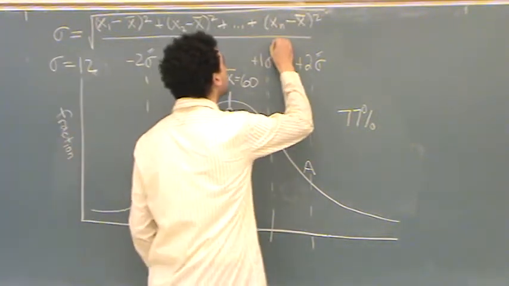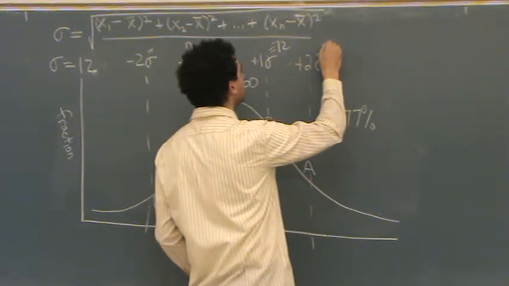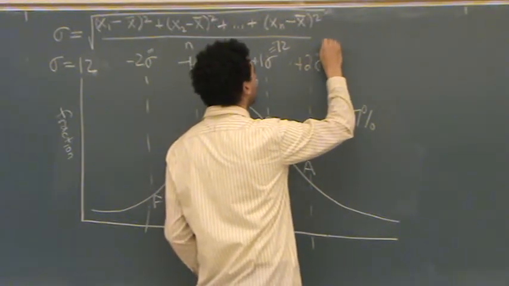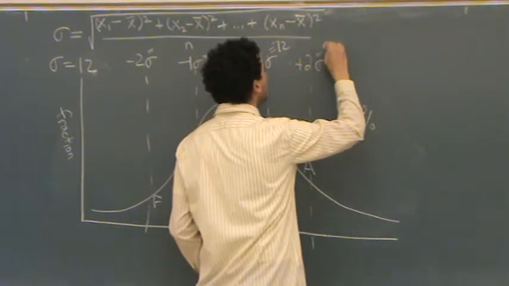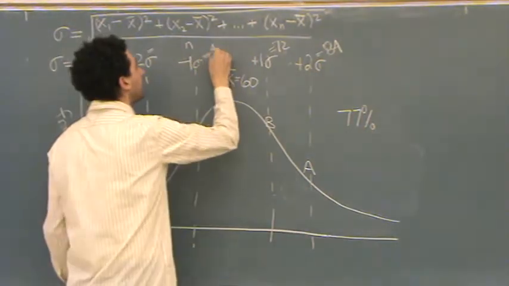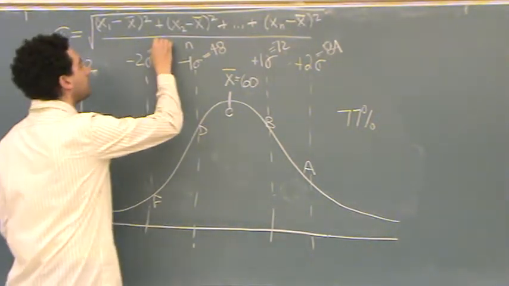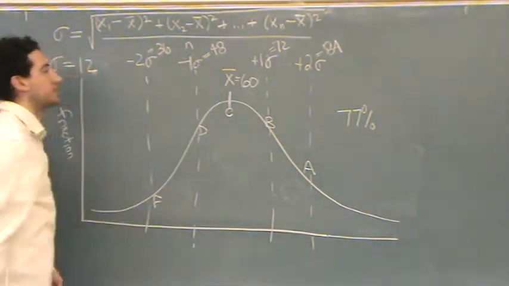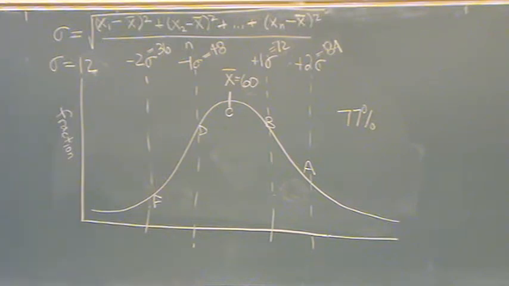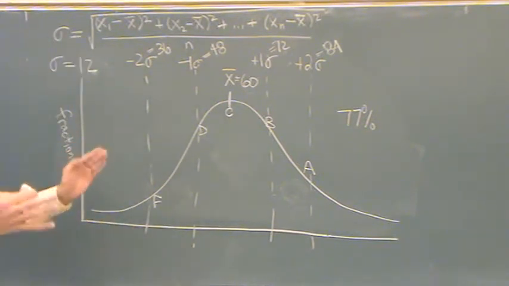Well, let's fill in the blank. 60 plus 12, that's 72. 72 plus another 12 for the second standard deviation is 84. Going down, we've got 48 there, and going down one more, we've got 36. Okay, so now these are the grade cutoffs, essentially, for the middle grades.